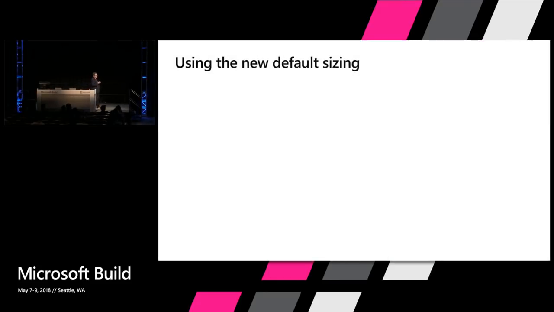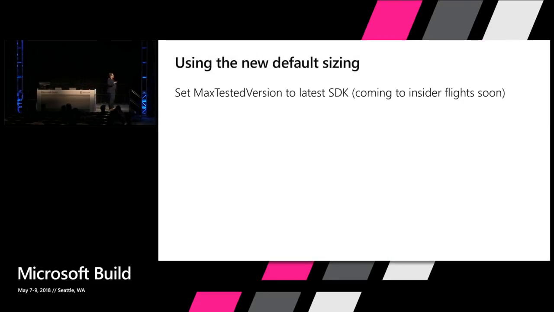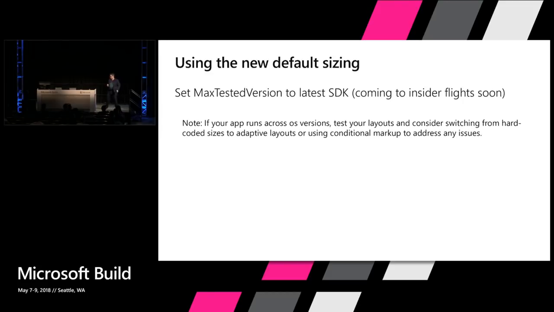To take advantage of them, to get the new default sizing, just set your max tested version to the latest SDK. So this will be an insider flight soon. Now, if your app does target multiple versions of the OS, you might have to be careful about that, right? If default sizes are changing of things, there'll be some layout changes.